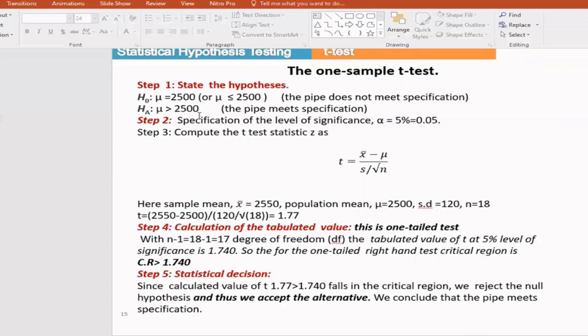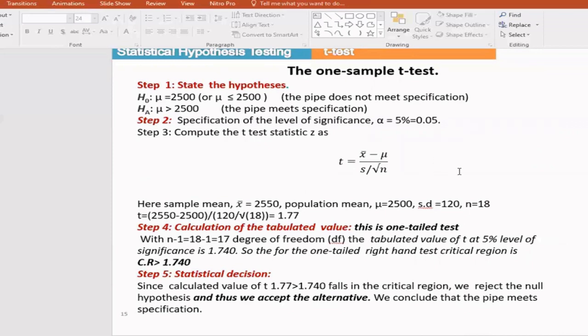That is, we are not going to accept that the pipe does not meet the specification, which is equal to 2,500 or less than or equal to 2,500. We are going to accept the alternative hypothesis, which is greater than, that is, the pipe meets the specification. This is the way you can do it by the conventional method of critical region.